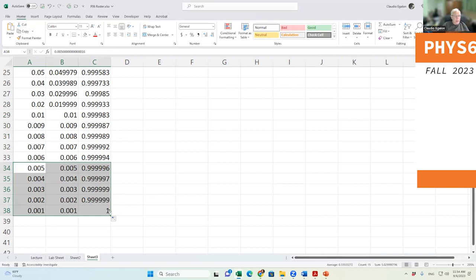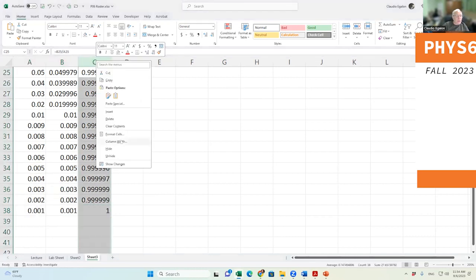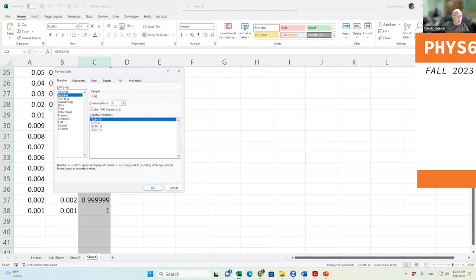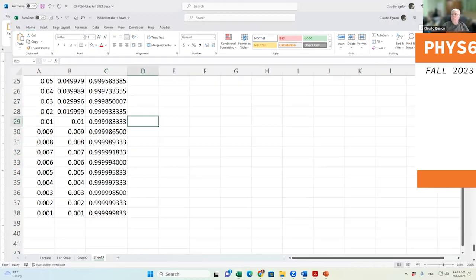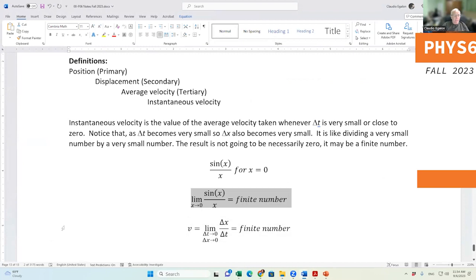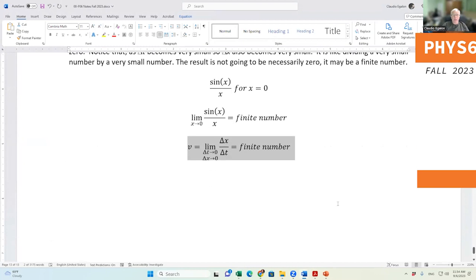And here we run out of decimal places, so we put more decimal places there. It's not 1, but it's very close to 1. That's the idea of limit, the idea of an infinitesimal limit. And that's how instantaneous velocity is defined. It's defined over a very small amount of time that reduces the delta x to a very small value as well.